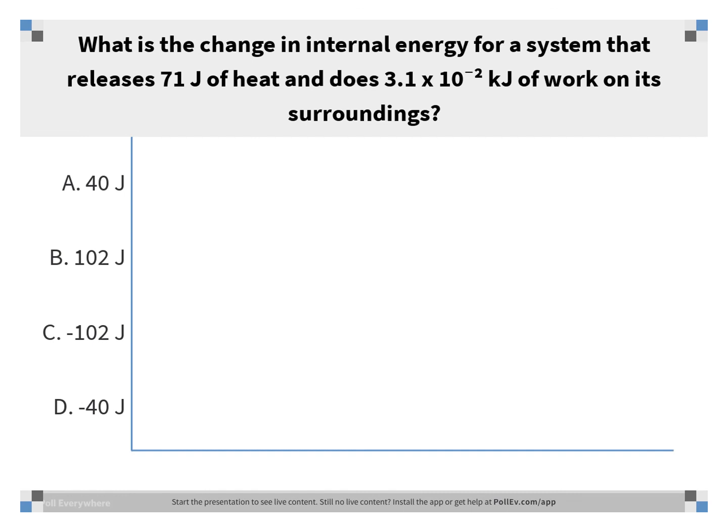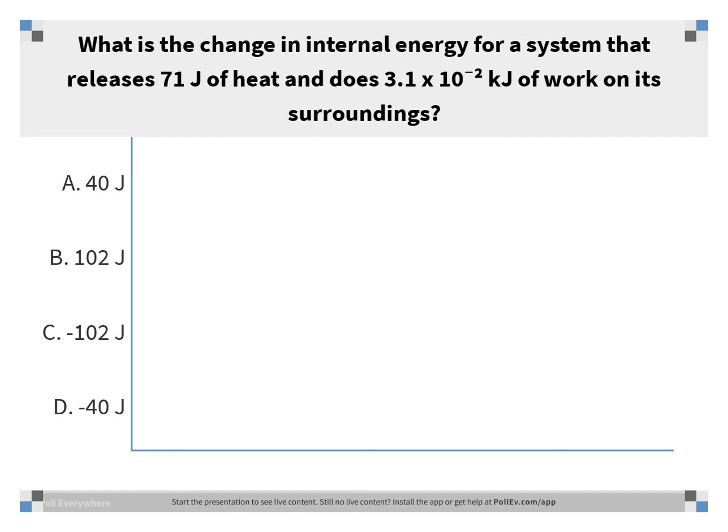The correct answer is C, negative 102 joules. The first thing you're going to have to do is get the units to be the same as each other. I would change the kilojoules of work into joules by multiplying by 1,000. We end up with 31 joules, but we don't know the signs yet. We have to closely read the words in the word problem.